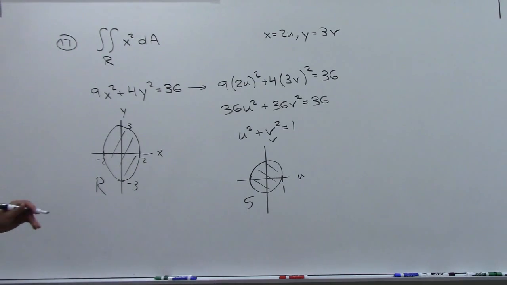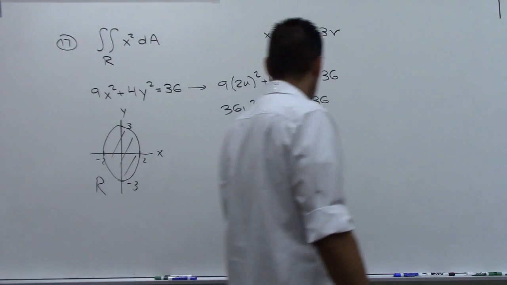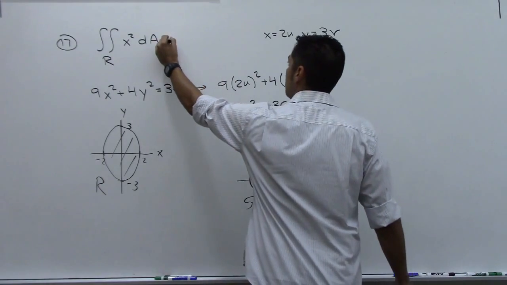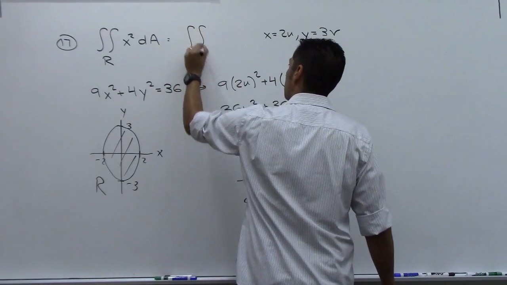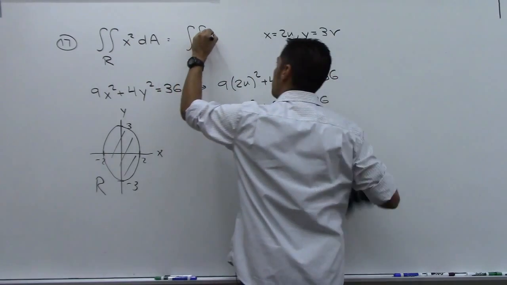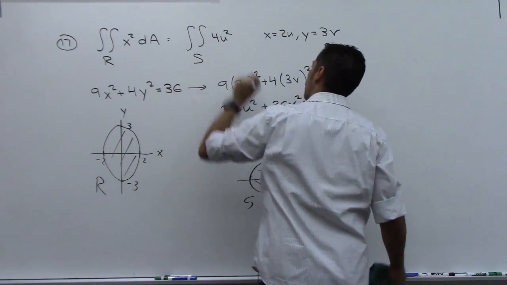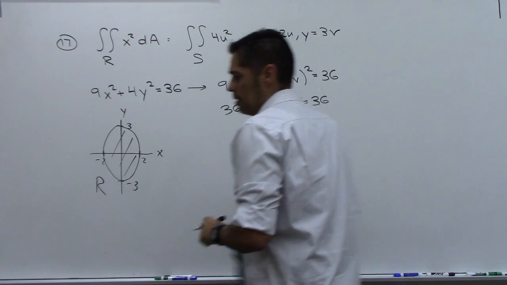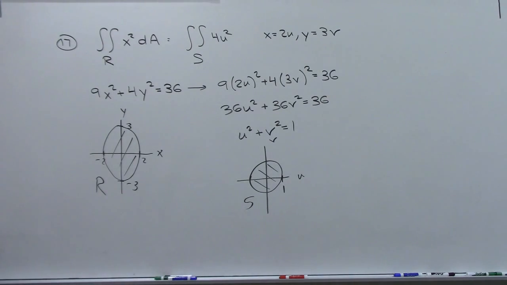But before I do that, I'm going to transform this integral. So this integral right here is going to be equal to double integral over S. Now x squared is 2u squared, so that's 4u squared. But then I need my Jacobian. So I've got to come in here. I've got to do some partial stuff here in order to finish this out, to get whatever the Jacobian determinant gives me.